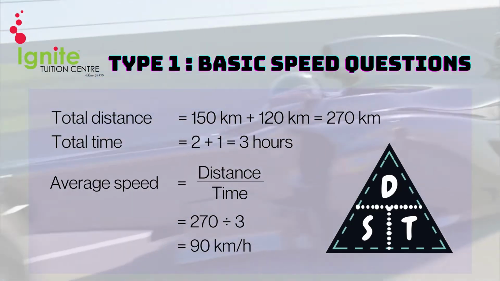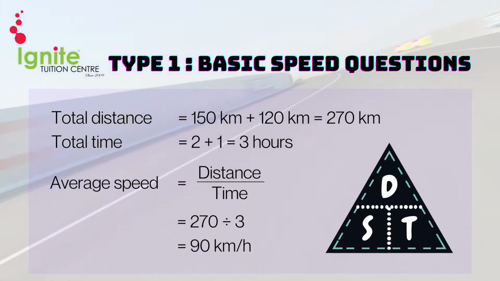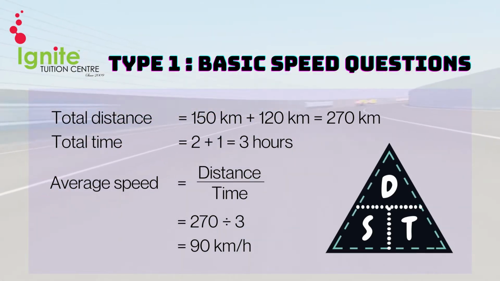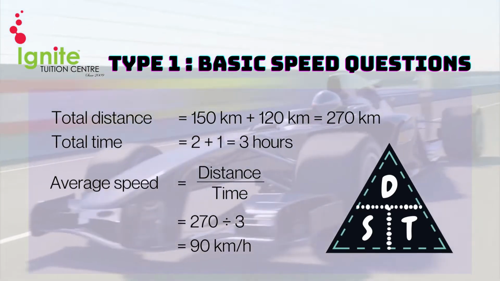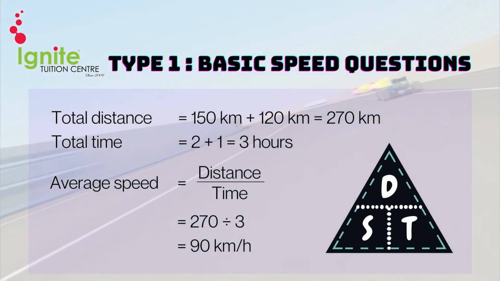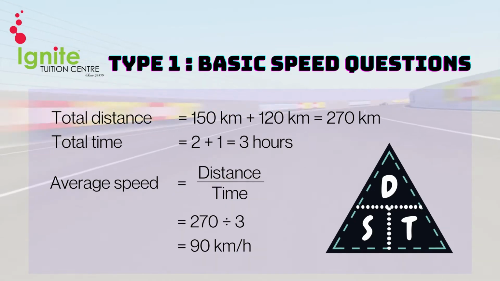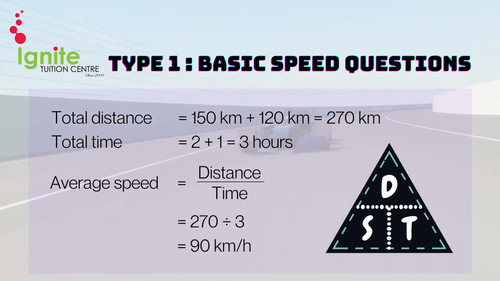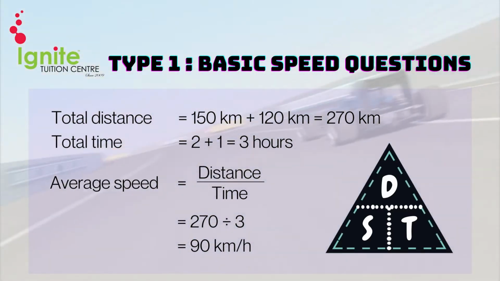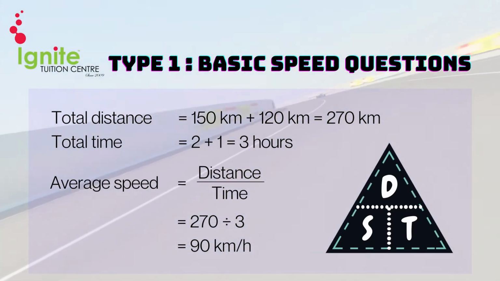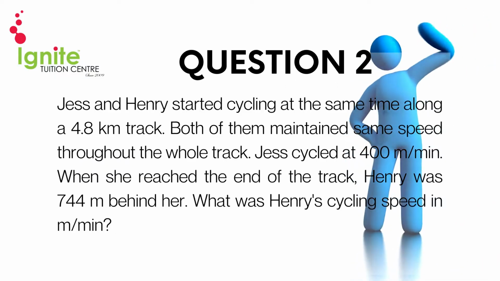Firstly, we will need to find the total distance traveled, which is 150 kilometers plus 120 kilometers to get 270 kilometers. Next, we find the total time taken. 2 plus 1 equals 3 hours. From here, we have the numbers needed to find the average speed, which is distance divided by time. We take 270 kilometers and divide it by 3 hours to get 90 kilometers per hour, which is the answer to this question.